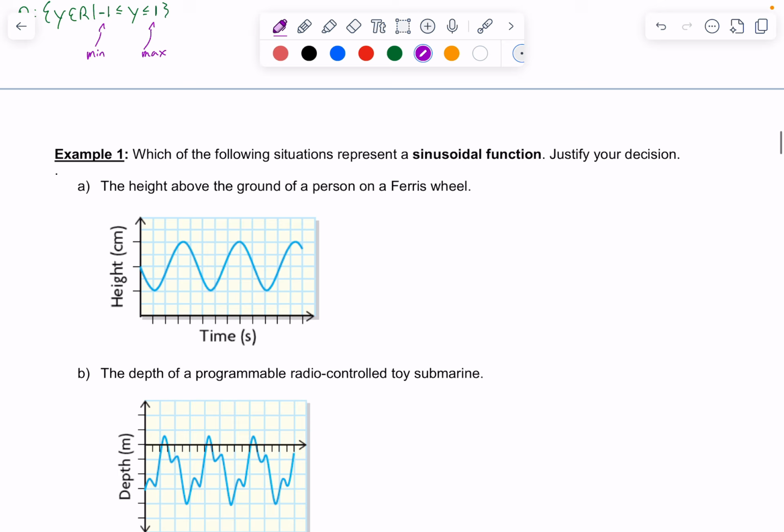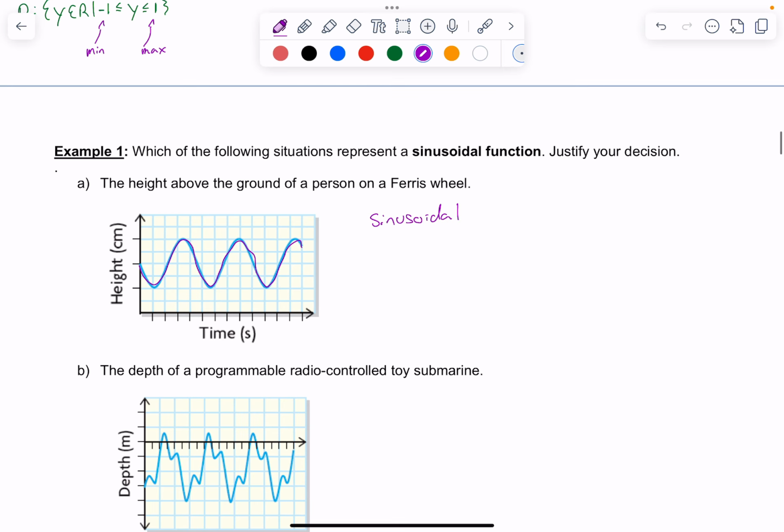So when you look at A, well, this is a smooth curve. This is a smooth curve like this. So this is symmetrical and smooth. So this is sinusoidal. Right? Justify your decision. Well, it's both smooth, and symmetrical.